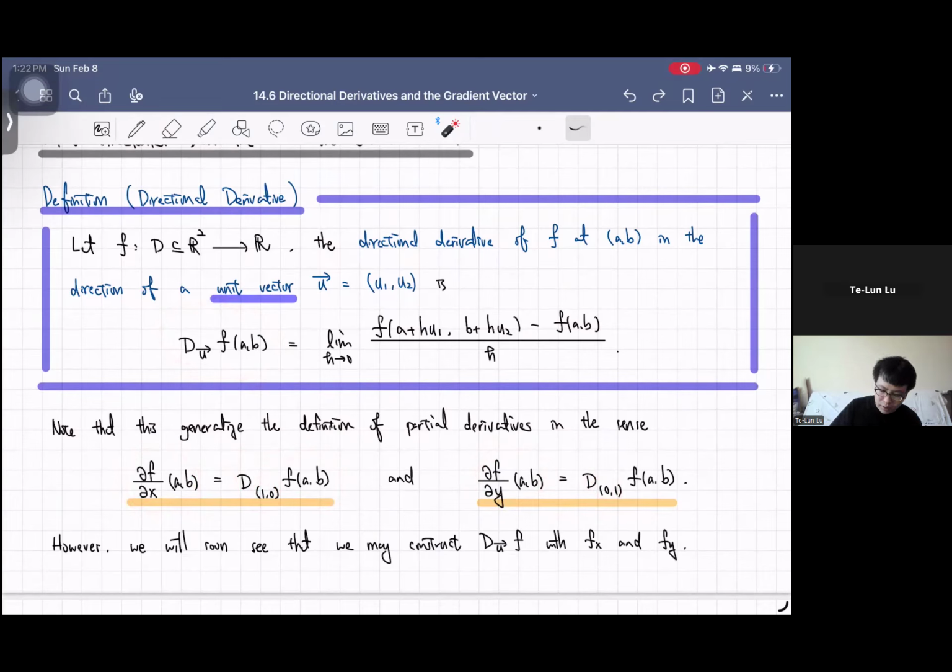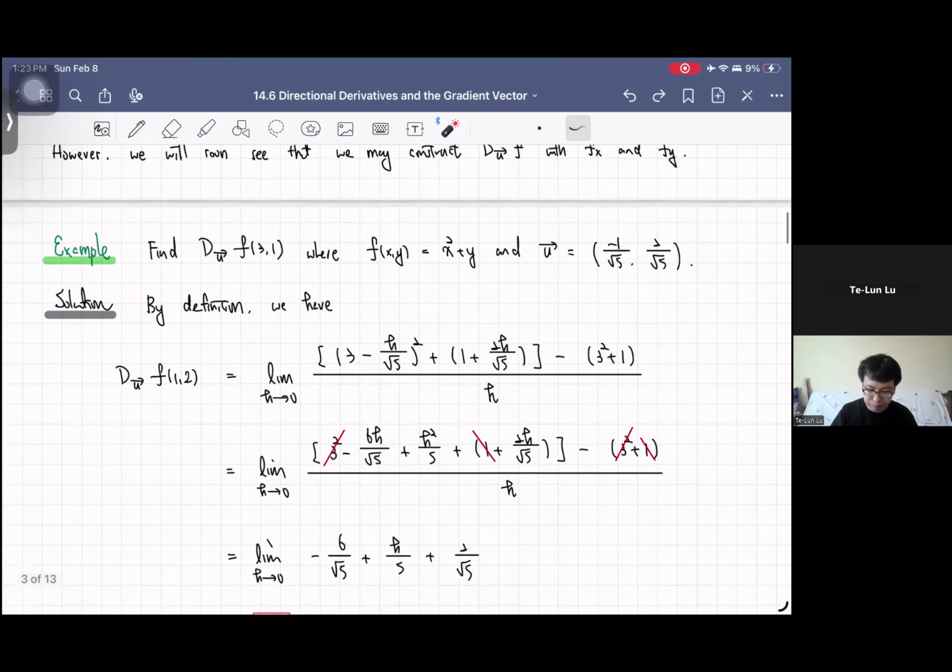And the reason that we use the unit vector is to control the size of the differentiation, which we will see soon why that is the case. But just remember that if you're computing a directional derivative, then you always have, first of all, the function, second of all, a unit vector, and third of all, a point. Okay? All right, now let us do some examples first.